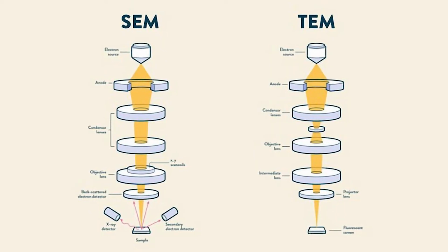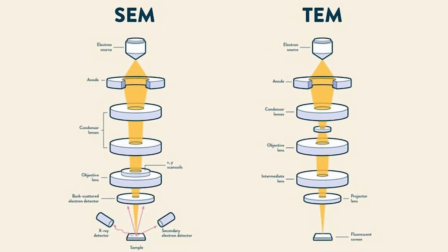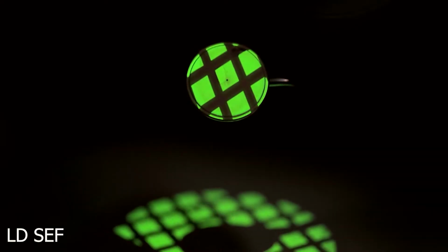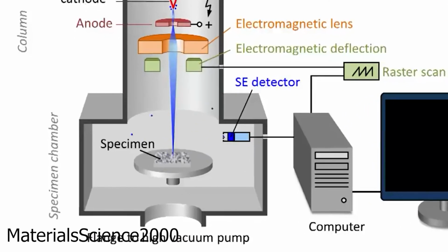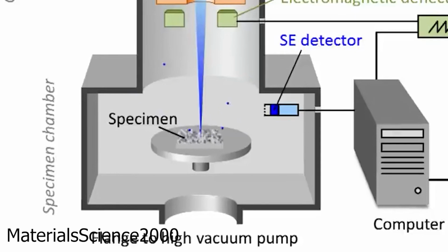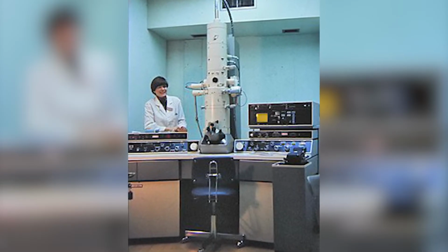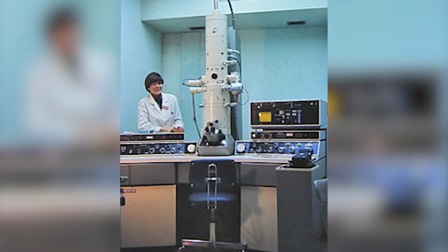Their difference lies in the method of formulating the image, as transmission electron microscopes employ the transmitted electrons, or the electrons that are going through the specimen, to create an image, while the scanning electron microscope detects the reflected or knocked off electrons. As stated earlier, we'll be focusing on transmission electron microscope for this video.